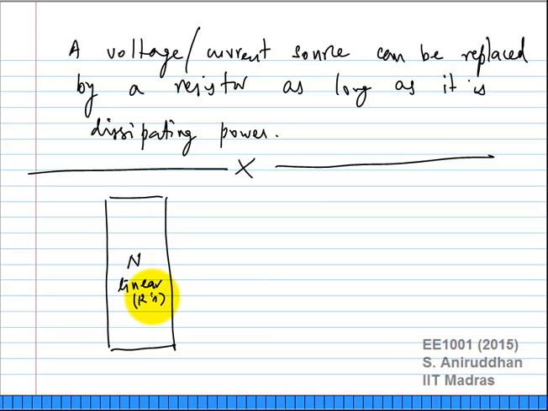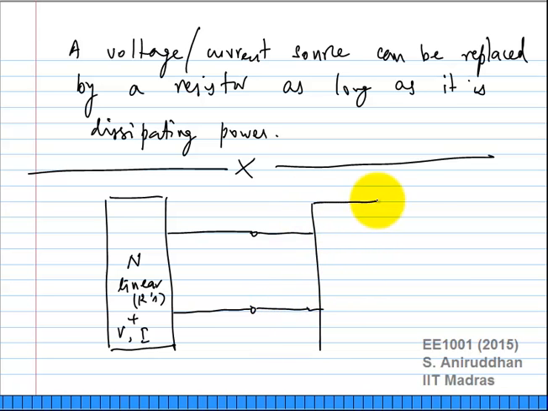So it's linear. It has linear resistors, but also independent voltage and current sources inside. It is connected through two terminals, let's say 1 and 1 prime, to another network N1, and this N1 could be anything. I am not putting any restrictions on N1.